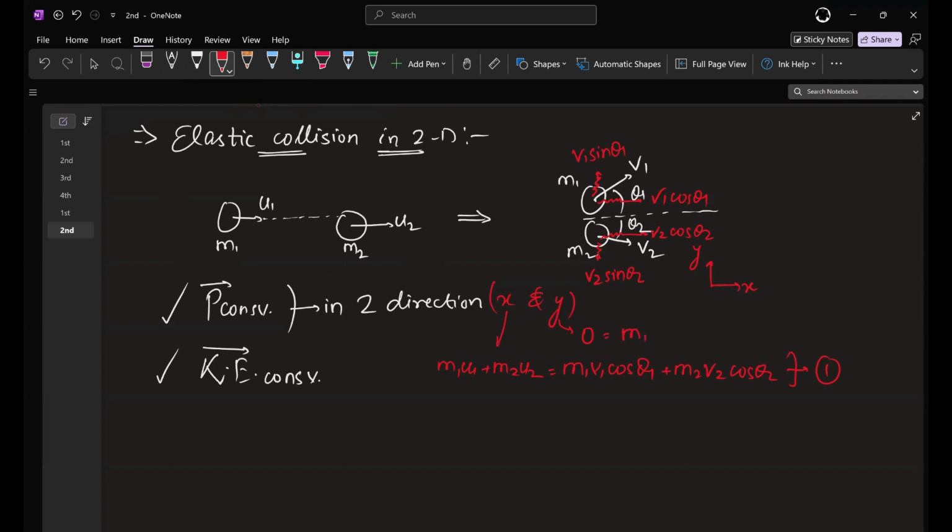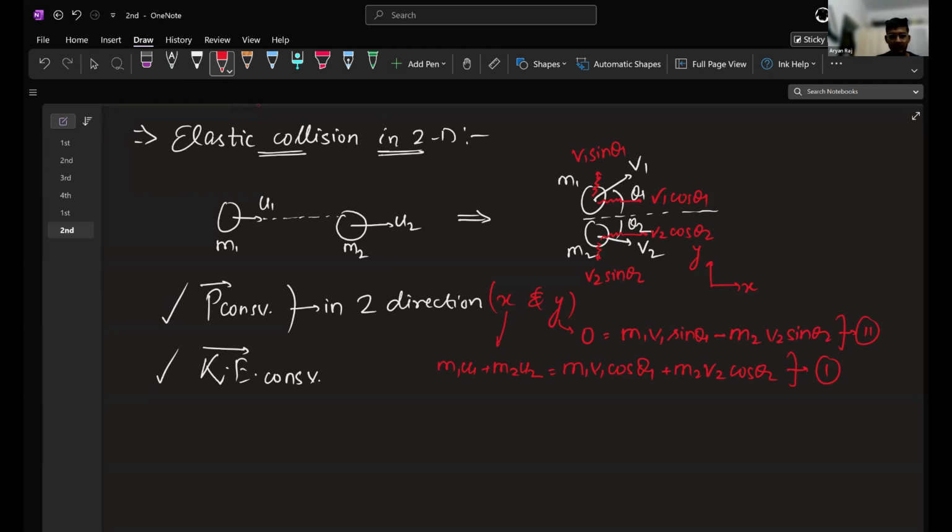m1 v1 sin theta 1 minus, exactly, because it's downward, m2 v2 sin theta 2. Yeah, very good, very good. Full points for that.